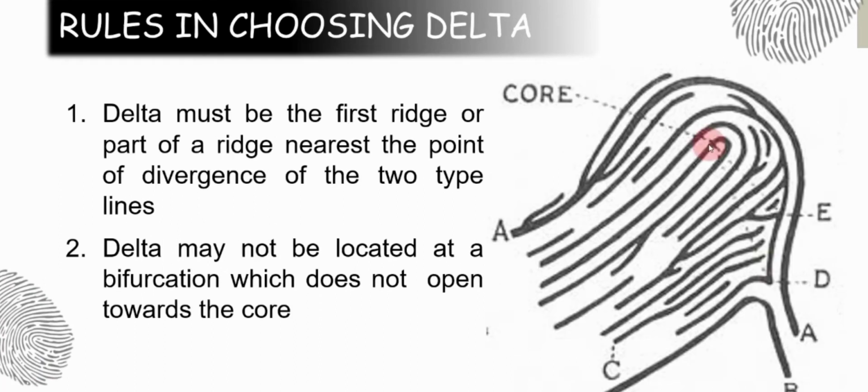In rule number 2, the delta may not be located at a bifurcation which does not open towards the core. This means the bifurcation must be open, spreading towards the core. It is not so in the example letter E, which is not facing the core. D is facing the core, so it is the delta.